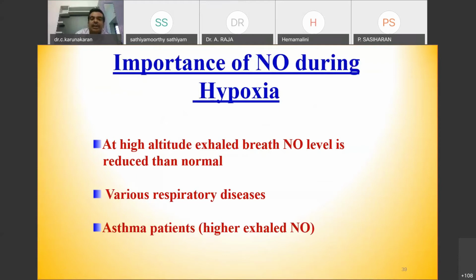As I said, at high altitude, NO level is lowered. In DRDO, we have found that NO level is very much reduced. So the DIPOS director asked me whether we have a biosensor for nitric oxide, whereas in asthma, the nitric oxide level is higher. By monitoring the nitric oxide level, we can monitor the hypoxia-susceptible soldiers.